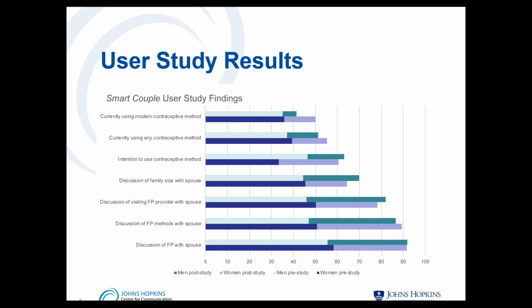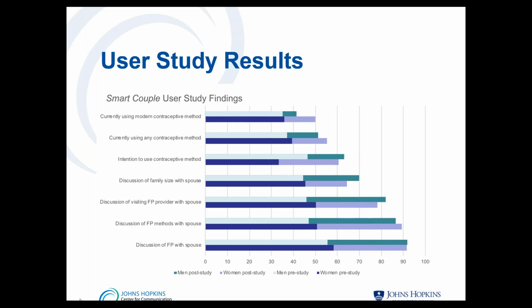Some of the highlights are that higher exposure to the tool increased the odds of discussing family planning with one's spouse 10-fold for women, and more than 12-fold for men. Higher exposure was associated with a 9-fold increase for women and a 12-fold increase for men in the odds of discussing contraceptive methods with a spouse. And higher exposure to the tool increased the odds of discussing family size.